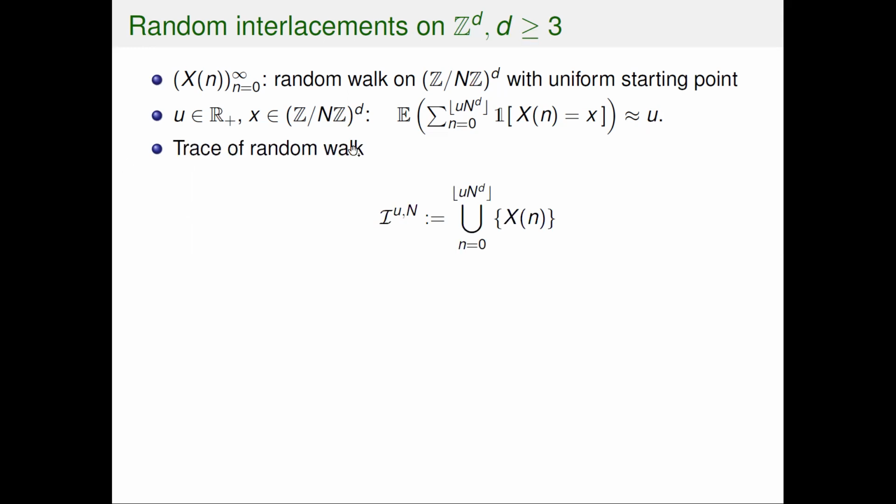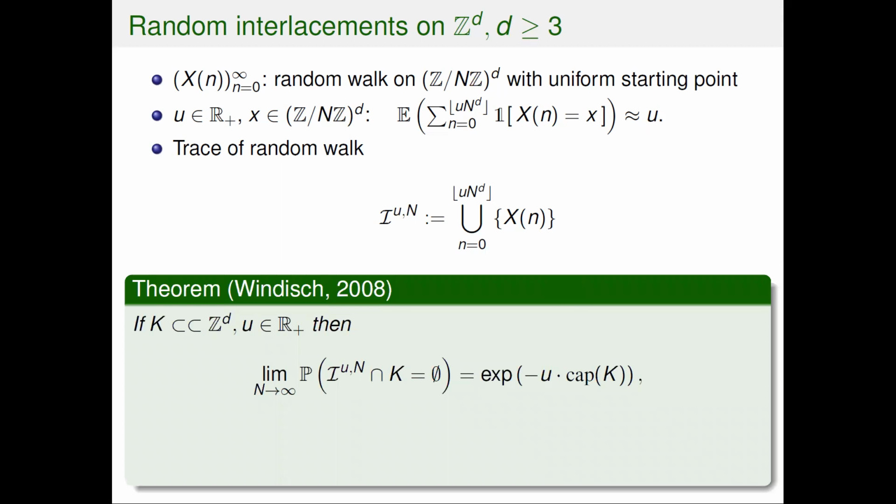Let me denote by I superscript u,n the trace of the random walk if you run the random walk up to u times n to the d steps. So this I superscript u,n is a random subset of the torus. The law of this random subset is invariant under translations of the torus. And somehow we want to keep u fixed, but let n go to infinity and see how this random subset that consists of the sites visited by the random walk is going to look locally.